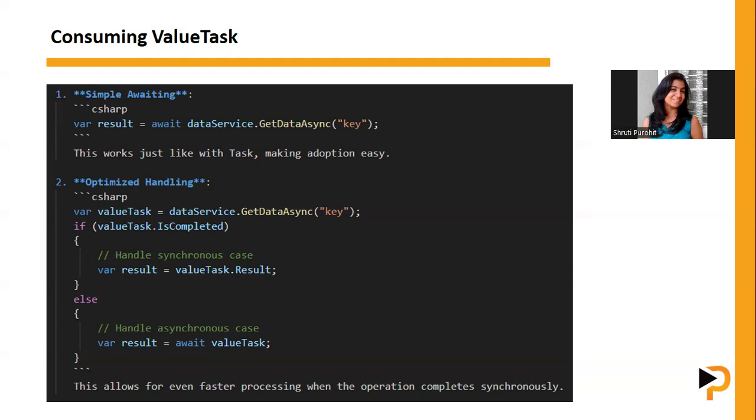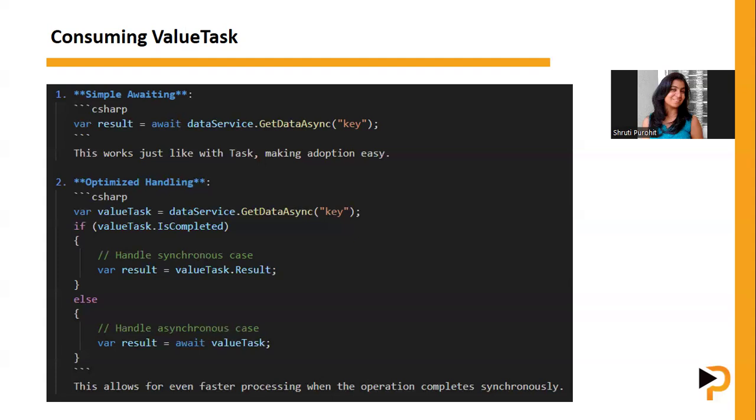Now, optimized handling is done by just adding an if and else. Using the data service, we fetch the data by means of a key as a ValueTask. If the ValueTask is completed, it handles the data synchronously. Otherwise, it performs the asynchronous way. This allows even faster processing when the operation completes synchronously. If it has already completed synchronously, there is no need to await. This simple if-else with ValueTask is a bit easier, faster, and more optimized.